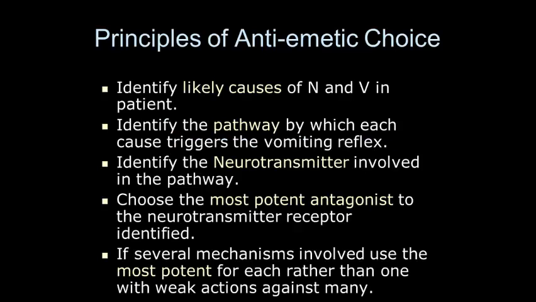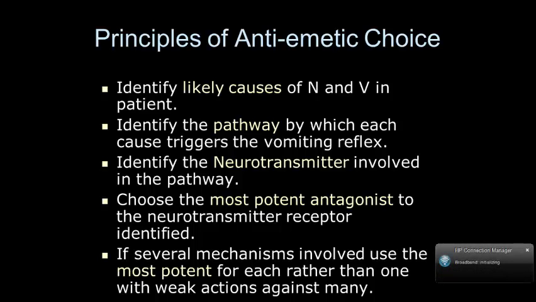So nausea and vomiting, as I said, we covered this in second year, but I just wanted to quickly revise the principles of antiemetic choice, which comes back to identifying what you think is the cause of nausea and vomiting in the patient, identifying the pathway by which each cause triggers the vomiting reflex, identifying the neurotransmitter involved in the pathway, choosing the most potent antagonist to the neurotransmitter receptor identified, and if several mechanisms are involved, using the most potent for each, rather than one with weak actions against many. So you go for the strongest one, not the scattergun approach.